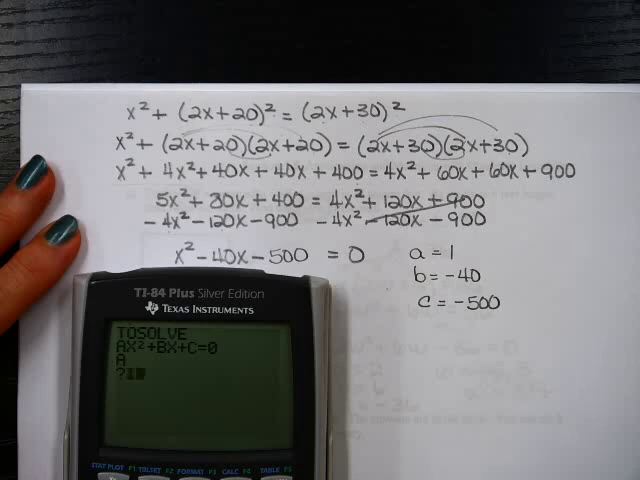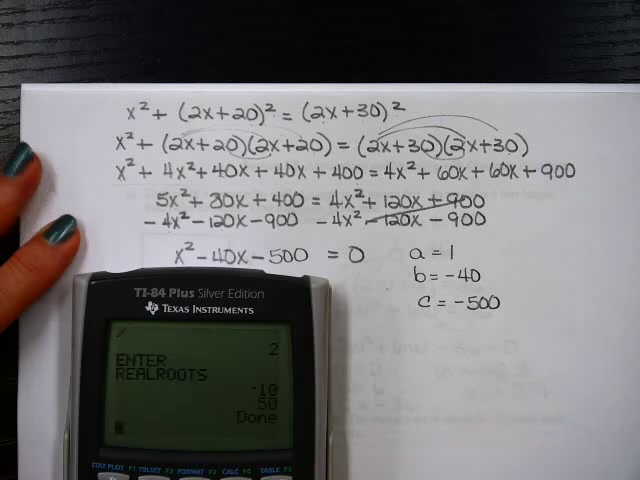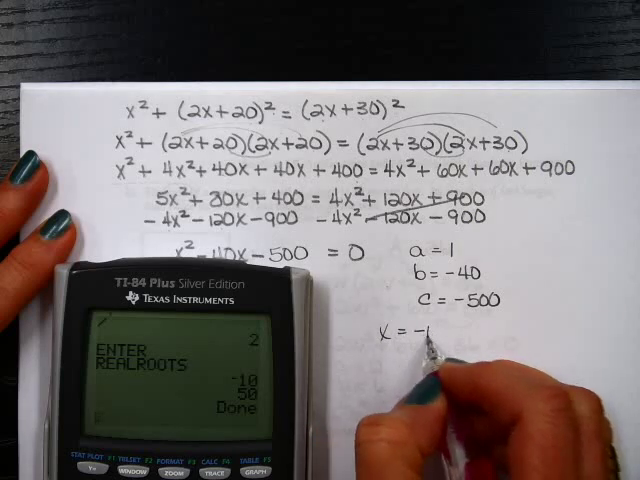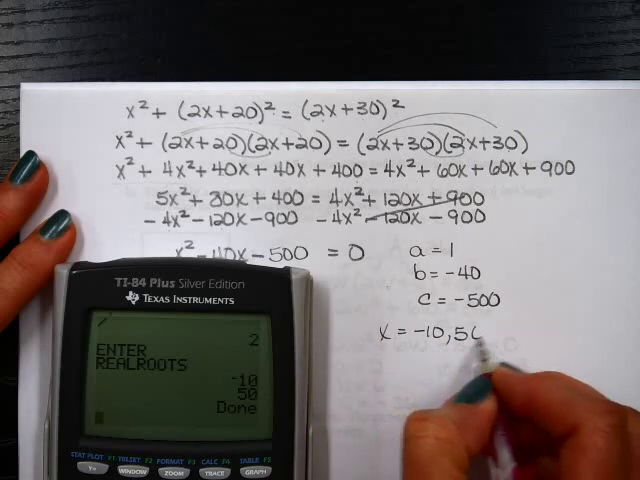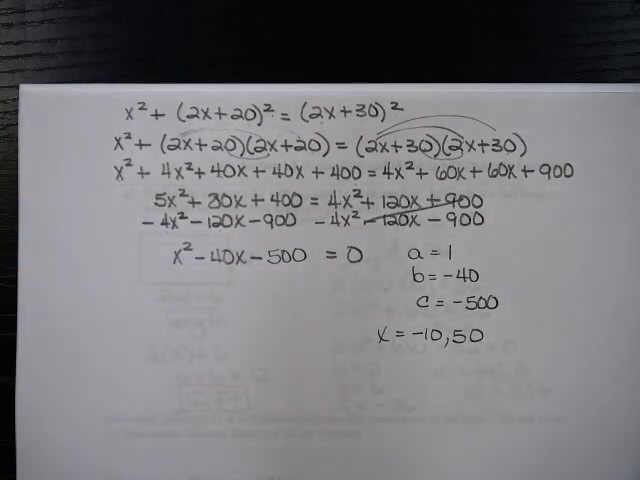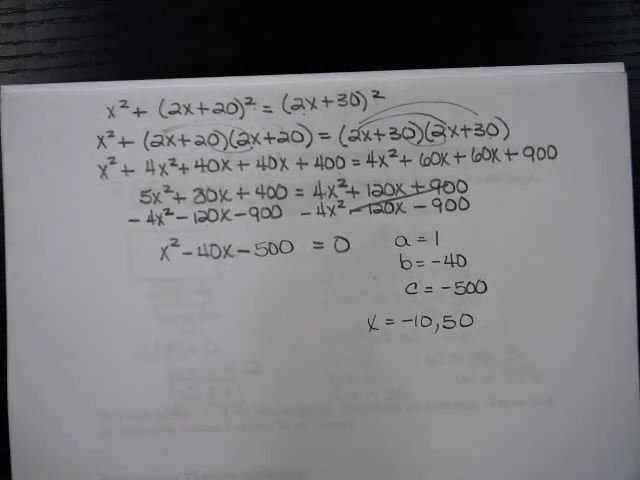And let's see, A is 1, B is negative 40, C is negative 500. And we hit enter. So we're going to get two answers. We get that x is equal to negative 10 and x is equal to 50. All right, once again, does this make sense in our problem?